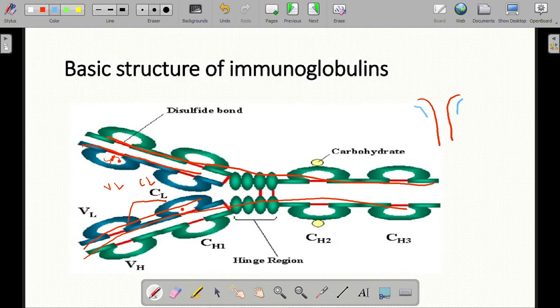Basically, this is VL and this is VH, then CH1, CH2 and CH3. Again, this CH2 contains carbohydrate. Carbohydrate is present here. So this is the basic structure.